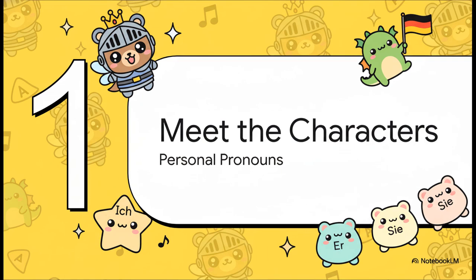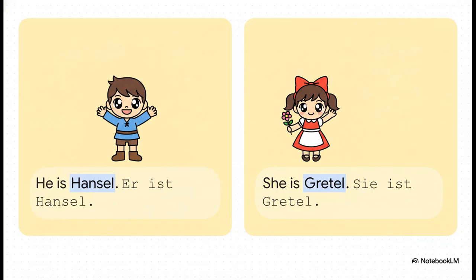Okay, first things first. You can't have a story without characters, right? And to talk about them, we need to get our personal pronouns down. So let's meet our main players. All right, here they are. So over here we've got Hans. In German, you'd say, er ist Hansel. That just means he. Simple enough. And then we have his sister, Gretel. So for her, we say, sie ist Gretel. Sie means she. So right away, we have our first pair, er for he and sie for she.